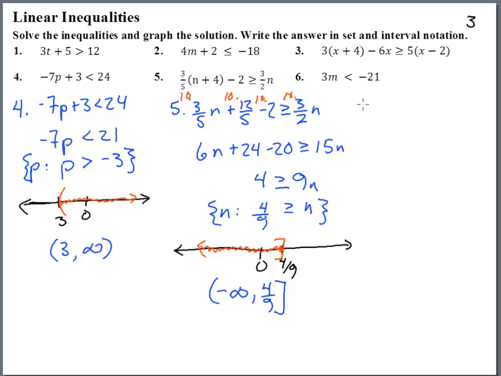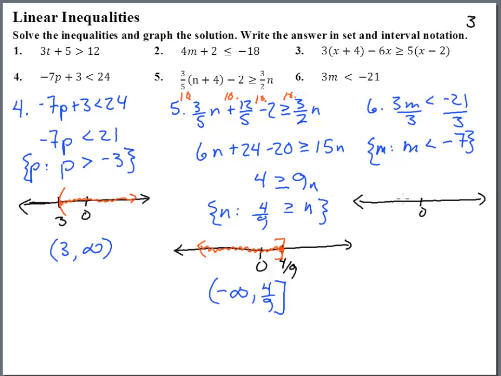All right, number 6. 3m less than negative 21. Divide by 3, divide by 3. We get m is less than negative 7. Notice we do not switch the signs on that one because we do not divide by a negative number. So m is, let's make that into set notation. Make it look all pretty. Good. Then we have the number line.